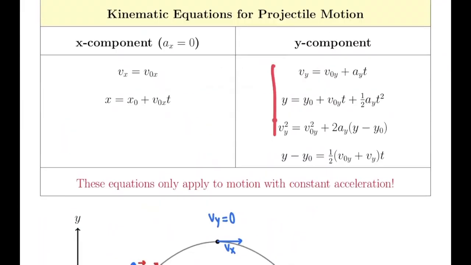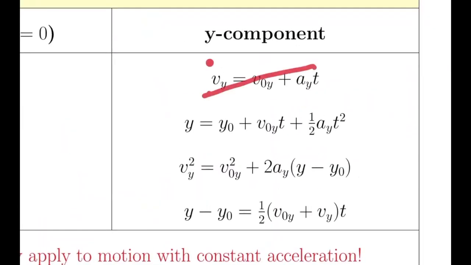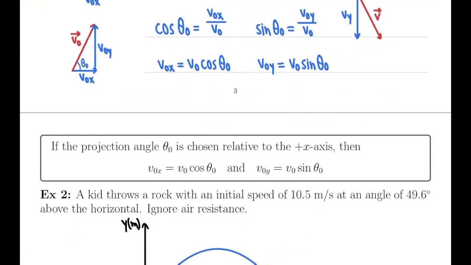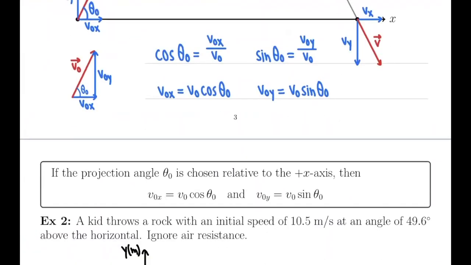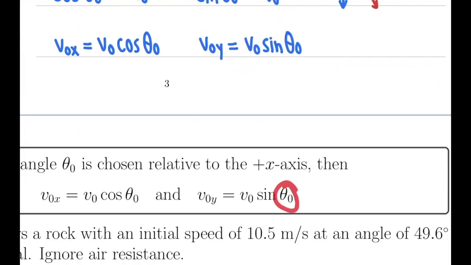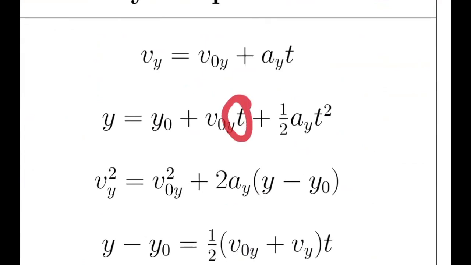Let's look at our equations here. This equation doesn't have y in it, so I'm not using that. This equation looks pretty good. We have y naught. We don't know the y component of the initial velocity instantly, but we can find it. We don't know v naught y, but we can easily find it because we know theta naught and v naught, so we can plug it into this formula here. And we know time, we know acceleration, so this equation looks pretty good.